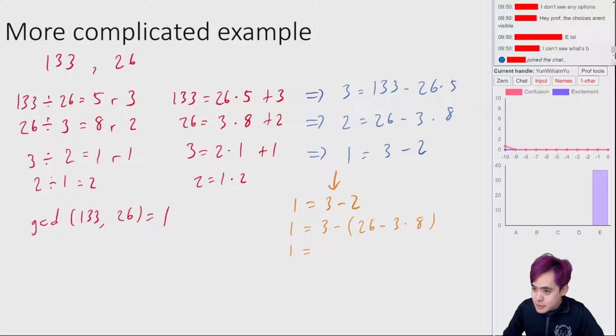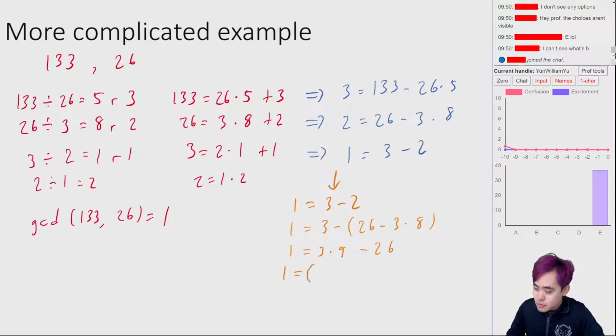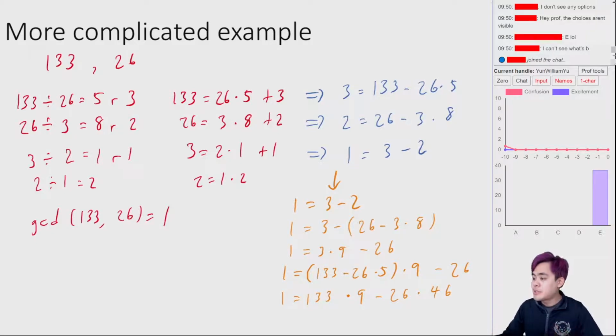Therefore, 1 is equal to 3 times 9 minus 26, because we have 8 copies and 1, and we add those together. Then you can substitute in for 3. So 1 is equal to 133 minus 26 times 5, times 9, minus 26. And so you're left with 1 is equal to 133 times 9 minus 26 times 46. Okay, so that allows us to create 1.